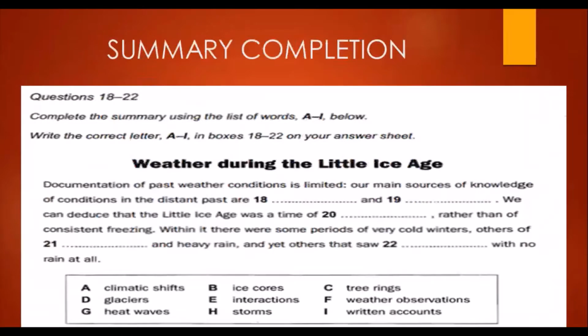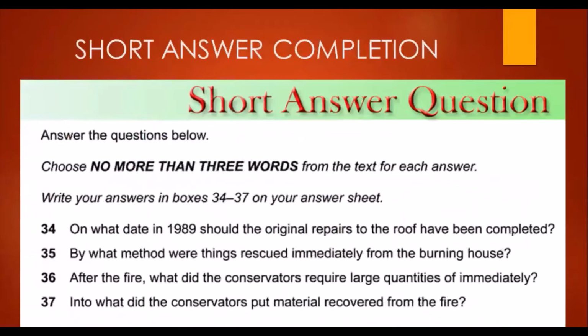Then this is summary completion, which I think you are familiar with. There will be a group of words given, numbered like A, B, C, or given as Roman numerals, and you just need to go through the paragraphs and pick up words which match the words in the paragraph, and complete the summary. This is an example for summary completion.